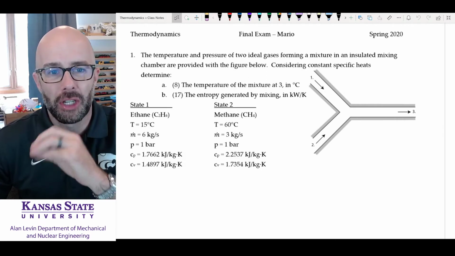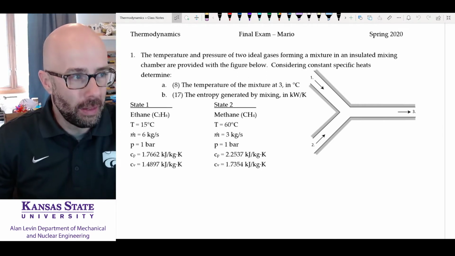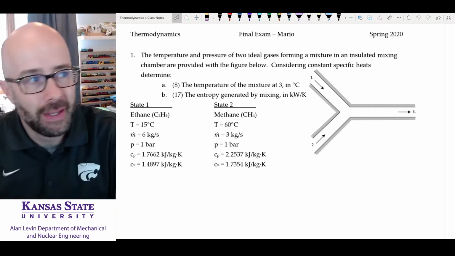There's not a psychrometrics problem in here, but I think we've done enough psychrometrics problems. You should be well prepared for the exam that's coming.